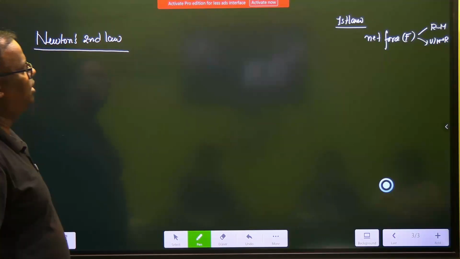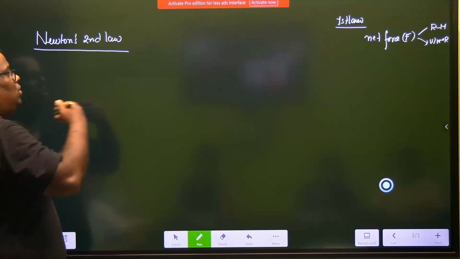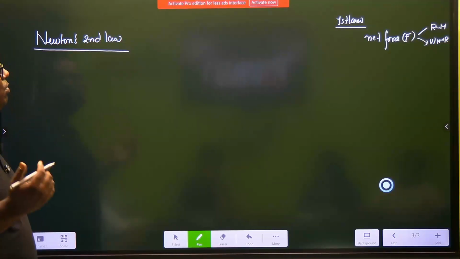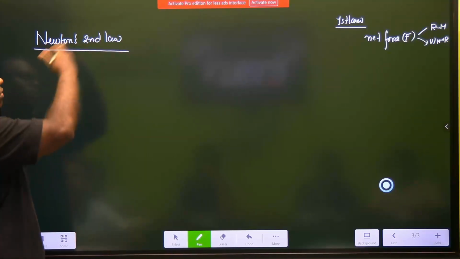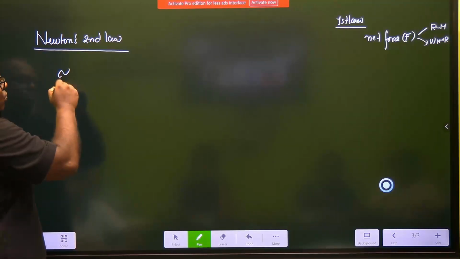I don't mind that. Newton's second law is the law which is going to help me, and I think I need to remind you of that every time. Newton's second law is going to quantify this net force. So first, understand the force.